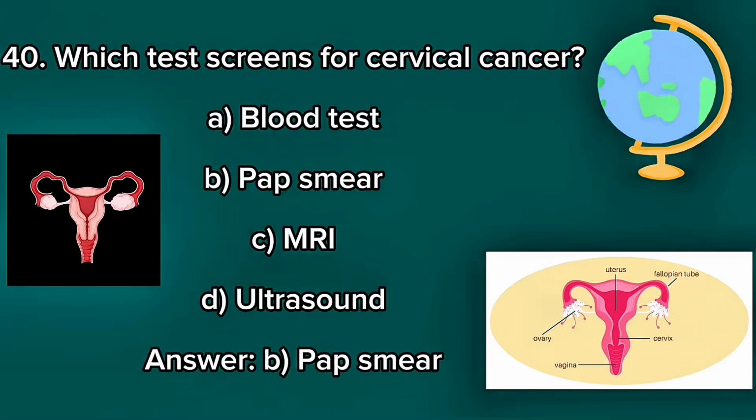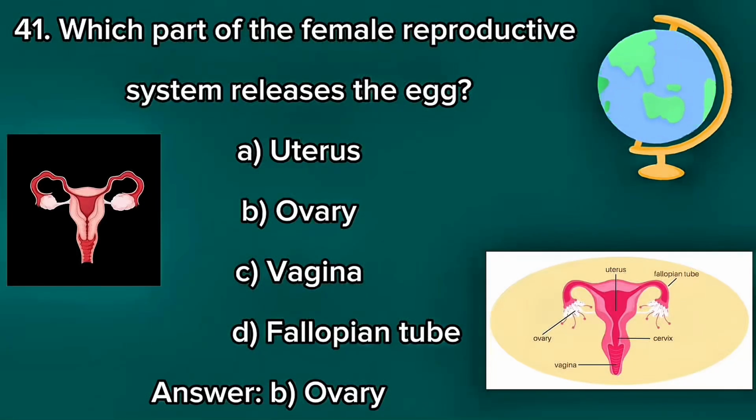Which test screens for cervical cancer? A. Blood test, B. Pap smear, C. MRI, D. Ultrasound. Answer, B. Pap smear. 41. Which part of the female reproductive system releases the egg? A. Uterus, B. Ovary, C. Vagina, D. Fallopian tube. Answer, B.